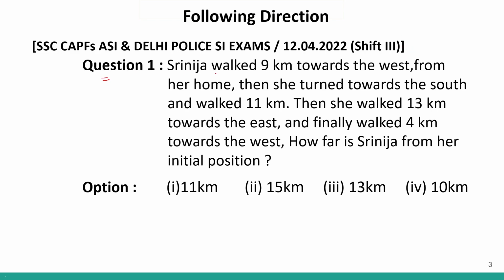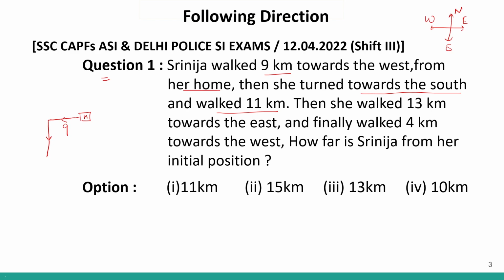Now, Srinija walked 9 km towards the west. So again, if you remember the directions, west would be in this direction from her home. So let's say this is the home and she walks towards the west direction, 9 kilometers. Then she turned towards the south and walked 11 kilometers. So south would be this direction.